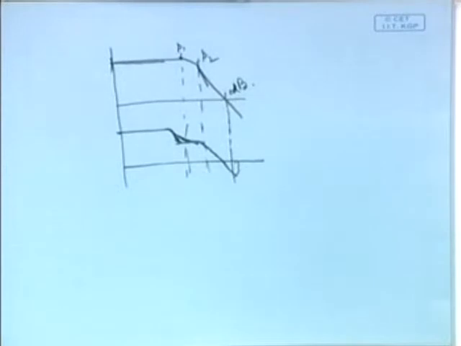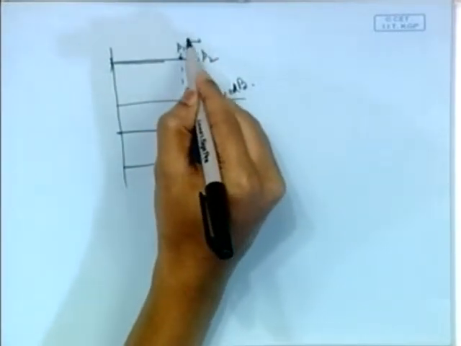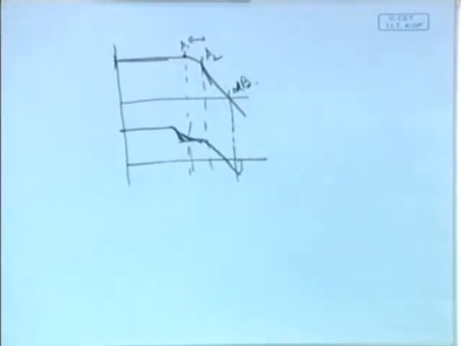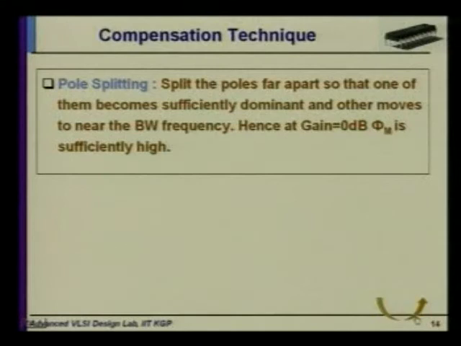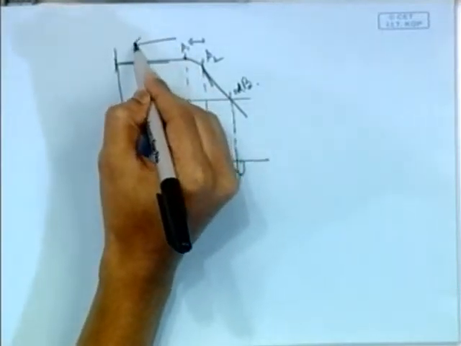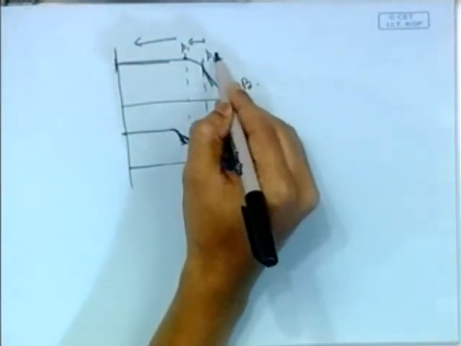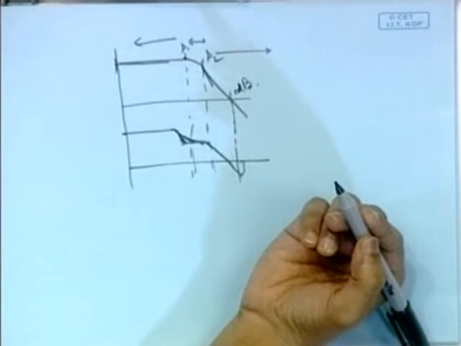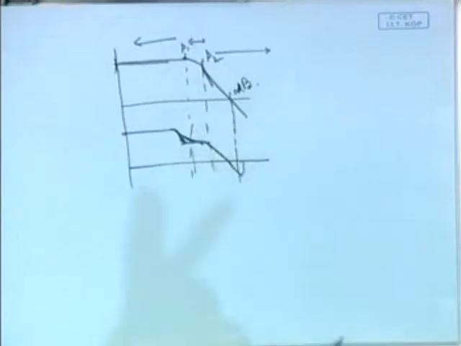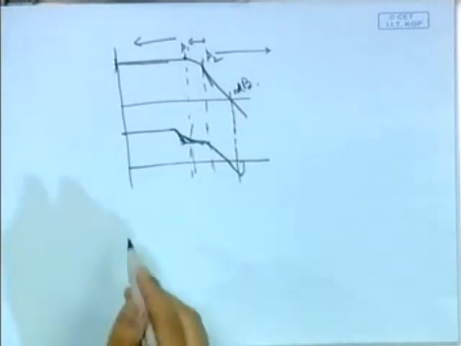So what we need to do for the frequency compensation is we try to split the poles. Split the poles means that from this plot, we try to move P1 in this direction and move P2 in this direction, so that this phase margin becomes positive. How can it become positive?